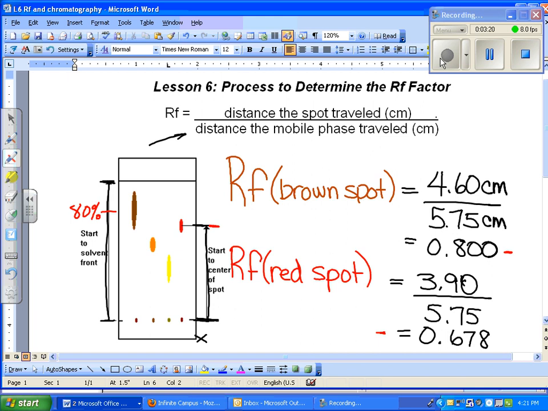The things that we know about the spots is because our mobile phase was very polar, we know that the things towards the top are going to be polar because they hung out with the mobile phase and moved more. The things that hang down here at the bottom are going to be more non-polar because they hung out with our stationary phase, which is paper, which is non-polar.